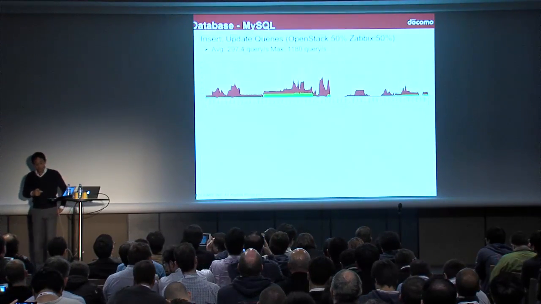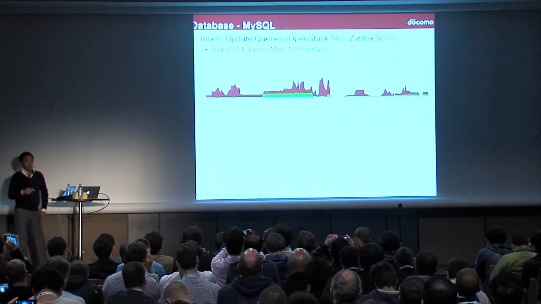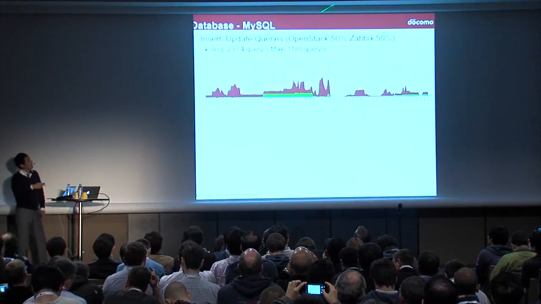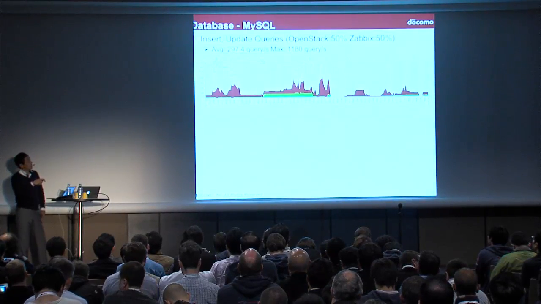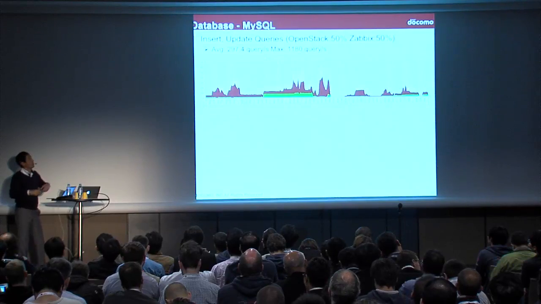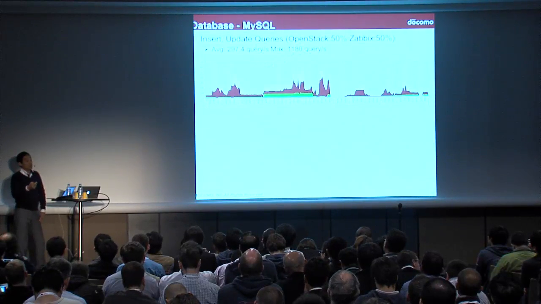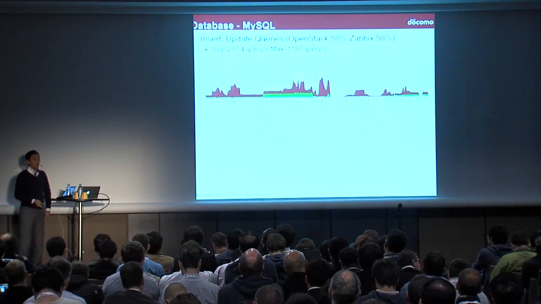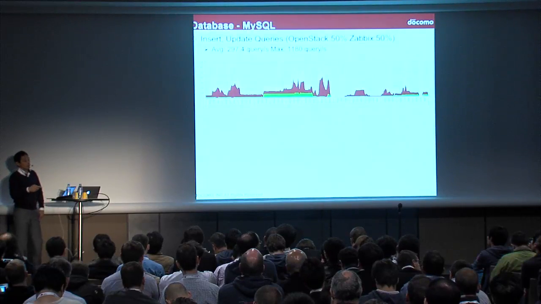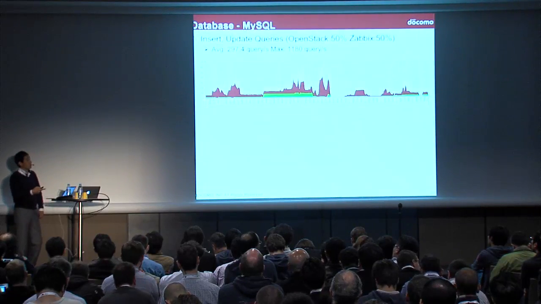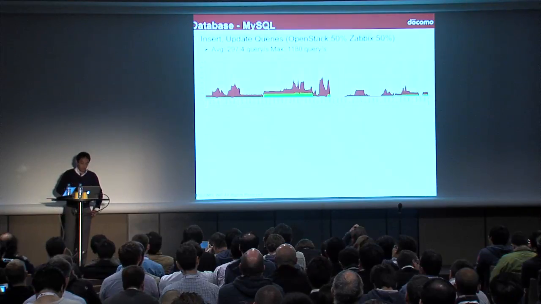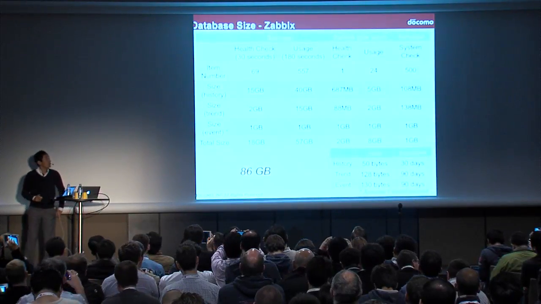And this is also very important, TPS. In the beginning, we shared one MySQL between OpenStack and Zabbix, and the actual DB traffic was around 300 queries per second. But if you divide MySQL, OpenStack needs at least 150 TPS. And as I said before, if you consider the synchronization, you should prepare 300 TPS for MySQL. But 300 is not a difficult number. It's easy.